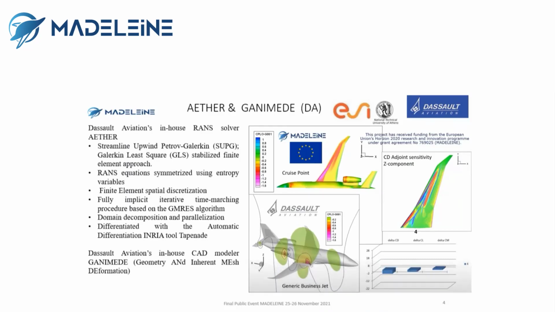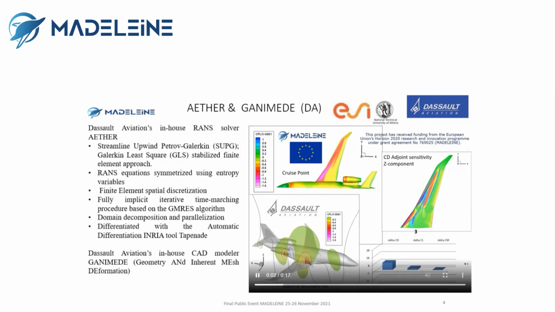This software, Aether, has been fully differentiated using automatic differentiation with the Tapenade INRIA software. So it's a discrete adjoint.